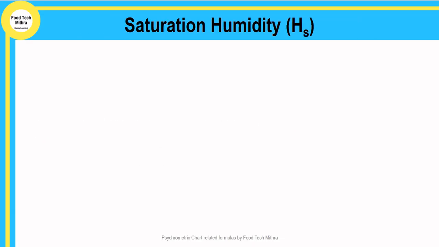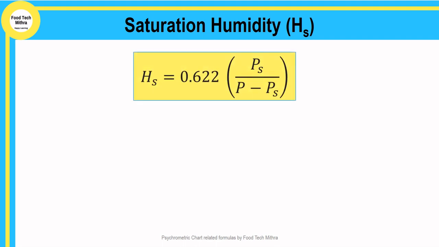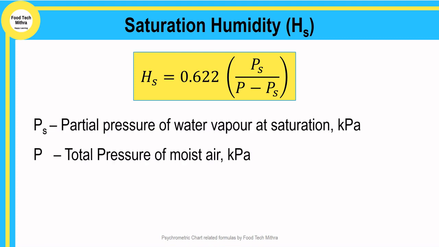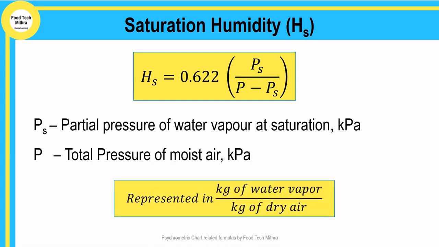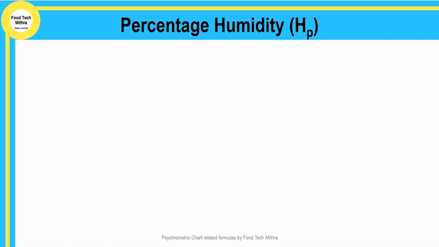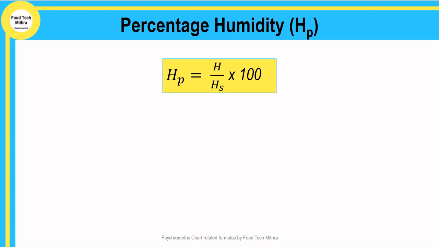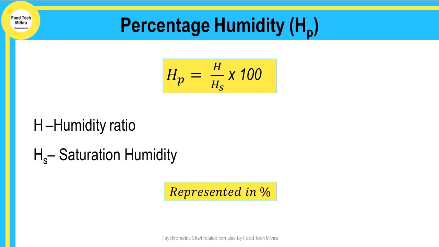And next is saturation humidity, H suffix S, and it is given as H suffix S is equal to 0.622 into partial pressure of water vapor at saturation divided by total pressure minus partial pressure of water vapor at saturation, and this saturation humidity is represented in kg of water vapor per kg of dry air. Next is percentage humidity. So percentage humidity is given as Hp is equal to H divided by Hs, that is humidity divided by saturation humidity into 100. So it is represented in percentage.